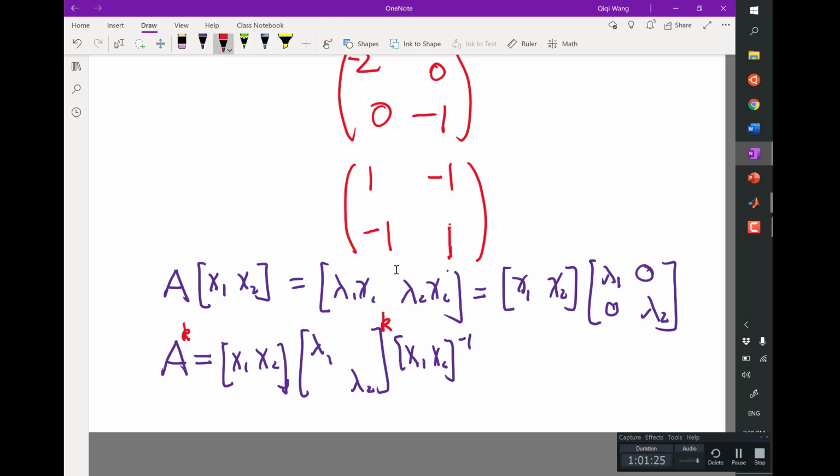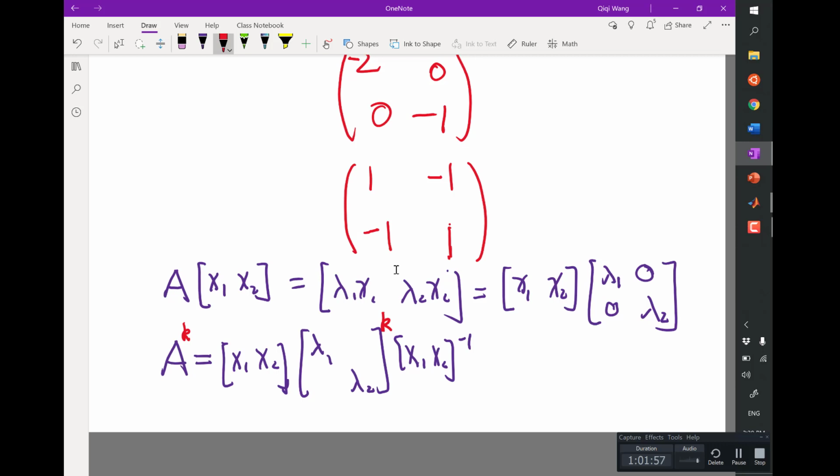This is why, when we have this matrix, we know lambda 1 is 0 and lambda 2 is 2. If you take this matrix to the kth power, you should all know what happens when you multiply two diagonal matrices: just the diagonals get multiplied. So this to the kth power is the same as lambda 1 to the kth power, which is 0, and lambda 2 to the kth power, which is 2 to the 100.